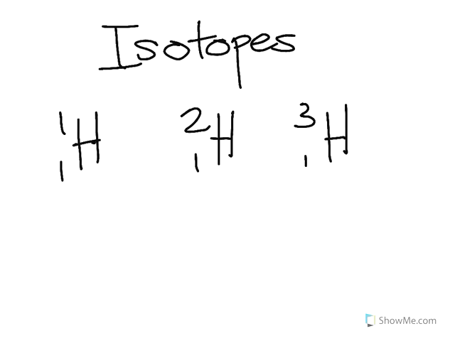For example, hydrogen has 3 different isotopes, and each isotope has its own abundance, or percent existence in the universe. Out of the 3 that you see right here for hydrogen, the last one happens to be the rarest of all of them.